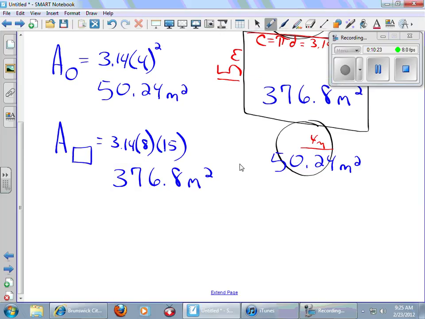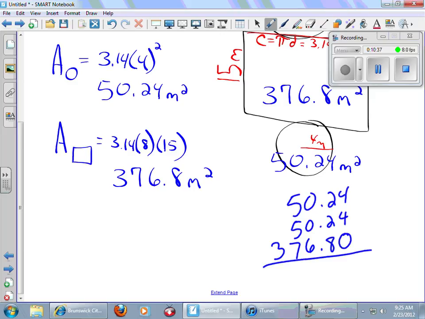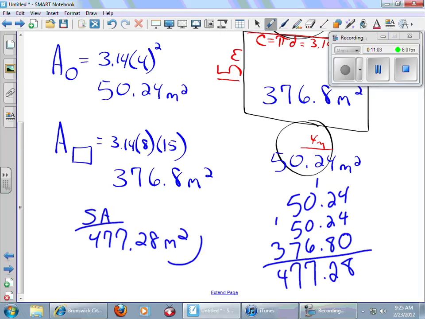So now I'm going to take a 50.24 and a 50.24 and a 376.8, and I'll put a 0 on the end to hold my place. Notice I'm very careful about how I line things up. My decimal points are lined up. When I have an extra spot, I put a 0 in its place. So I'm going to get an 8, so I'm going to get 10, 12. I'm going to carry a 1. I'm going to get a 7. No carrying there, 17. I'll carry a 1, and I'll get 4. So the answer is going to be, for the surface area of this cylinder, 477.28 meters squared.